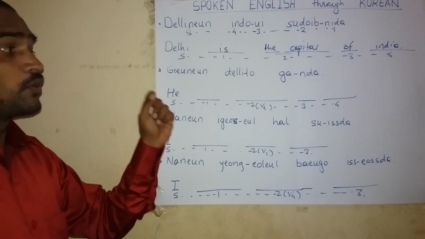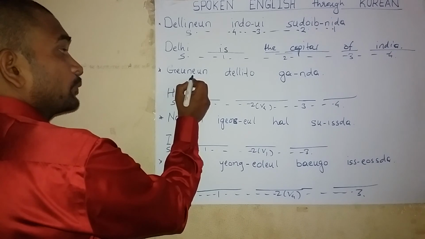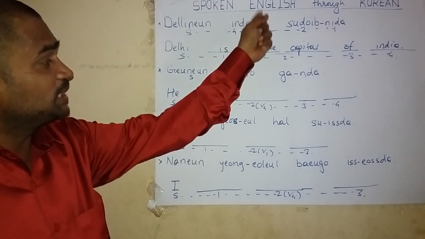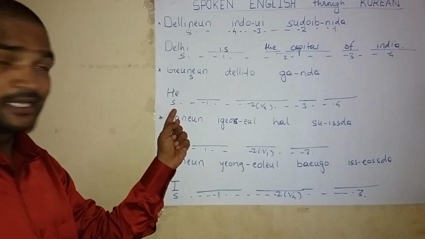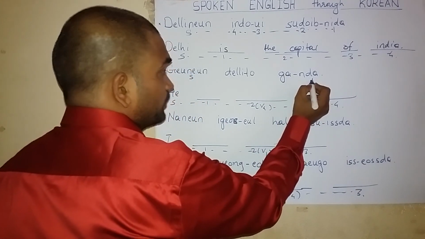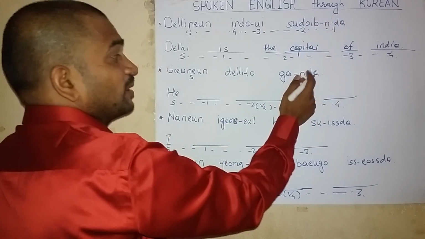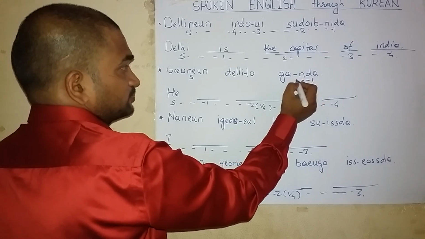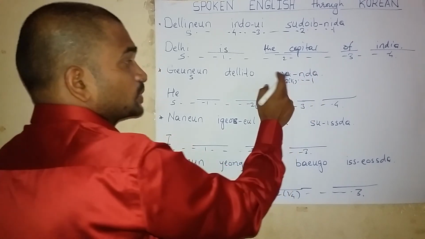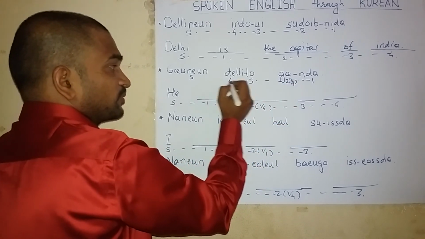Gyunyon Delhi lo Ganda. The subject is Gyunyon. The English word for Gyunyon is "he". After finding the subject, we should directly go to the end of the sentence. Here at the end of the sentence is da. "He is." The word for ga is "going". "He is going." The word for lo is "to". The word for Delhi is Delhi.